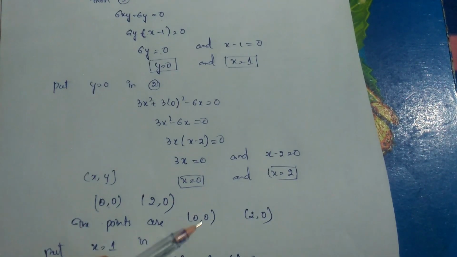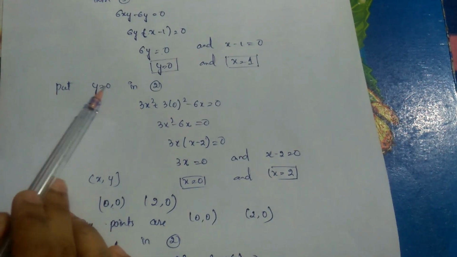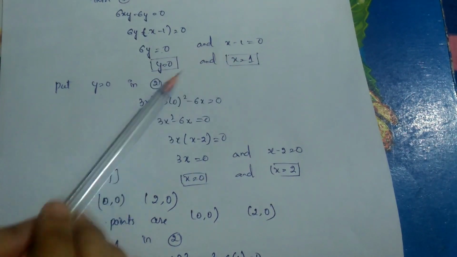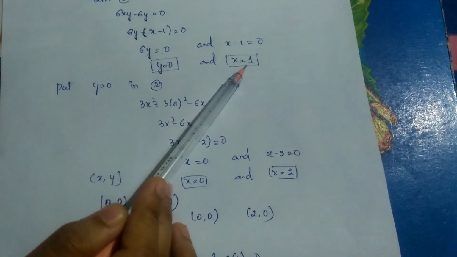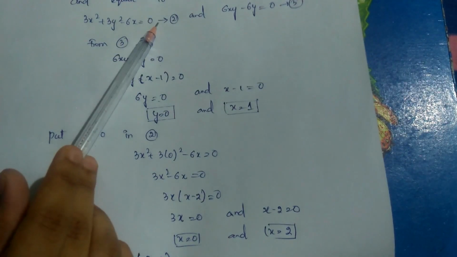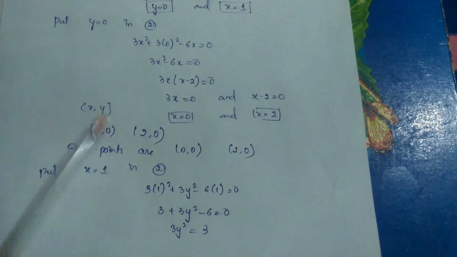So the points are 0 comma 0 and 2 comma 0 when we put the value y is equals to 0 in equation 2. And at second we have x is equals to 1. Now substitute this x is equals to 1 in equation number 2, and we get the values as like this.